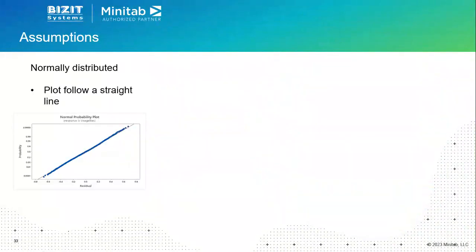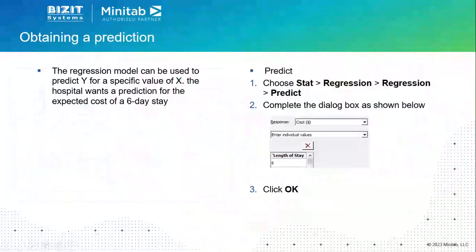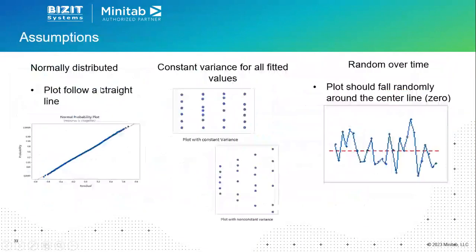Okay, since regression is a statistical analysis, it assumes a normal distribution. We also have the assumption of constant variance, and you need to look at the randomness over time. So you need to check all these assumptions before you go for the prediction. You need to fulfill these assumptions first, before you go for the prediction.